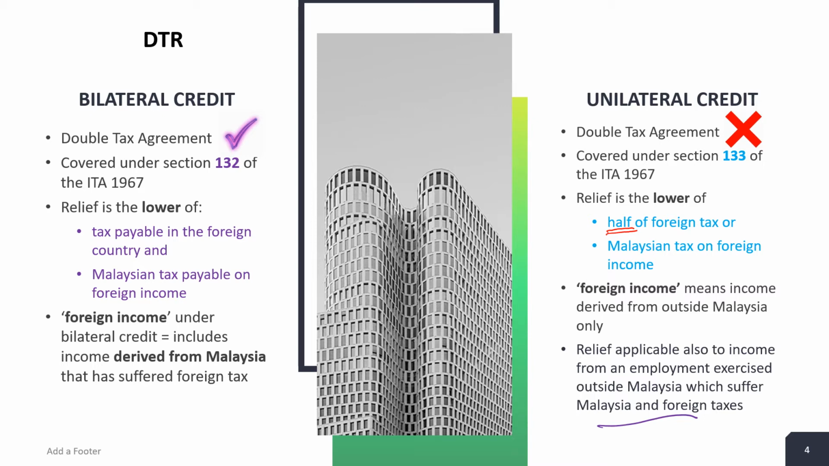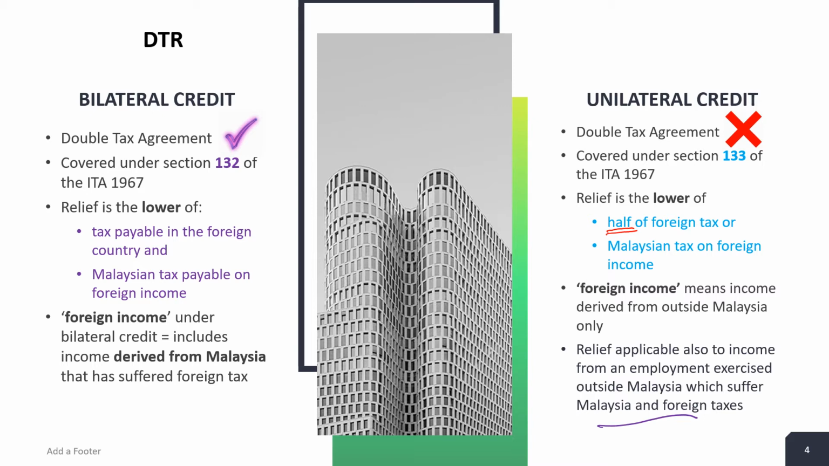So this means relief under unilateral is normally lower than the bilateral if half of the foreign tax is lower. And then the definition of foreign income. Under bilateral credit, foreign income includes not only income that you derive from overseas, but also income that you derive from Malaysia, but the income has suffered foreign tax.